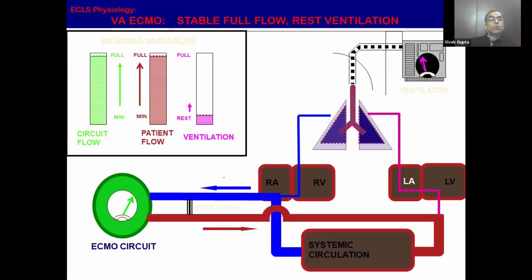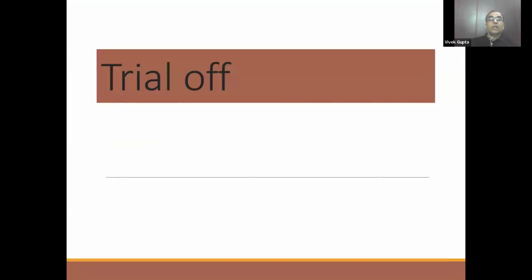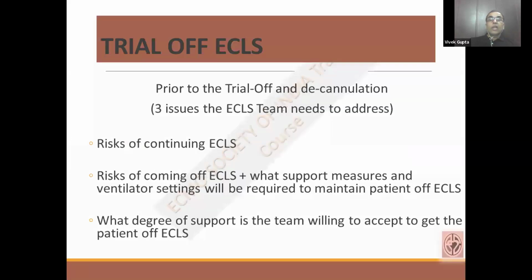And what happens, you keep increasing the patient's own blood flow and you keep reducing the ECMO flow. And this is what you do, you keep reducing it. And once your patient is sustaining, then definitely you can move to trialing off for VA ECMO.